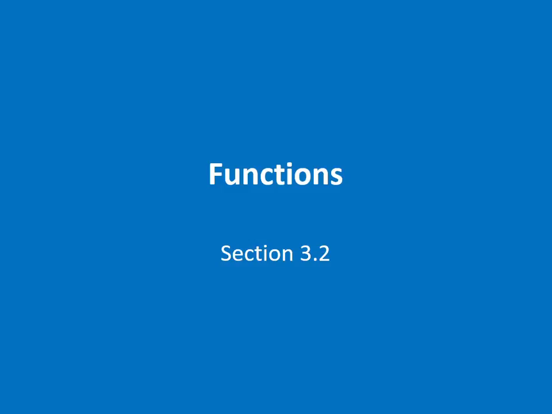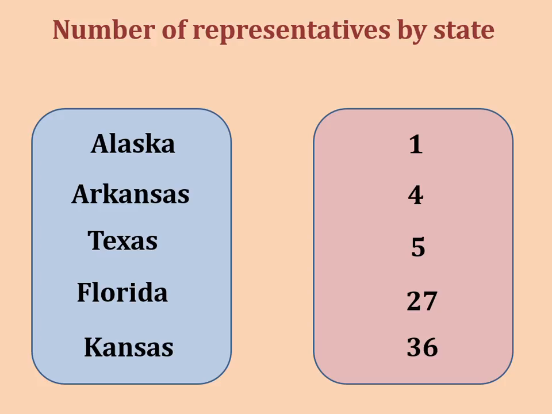One of the most important concepts in algebra is that of a function. So here in section 2, we want to try to get an idea of what we mean by functions. I've listed two groups of things here. On the left, you see a list of states. On the right, a list of numbers. And as the title says, the number of representatives for the state.